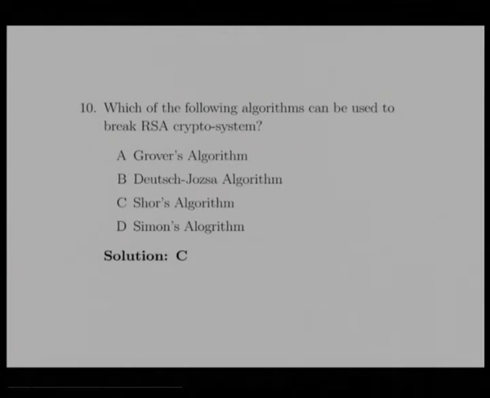Problem 10. Which of the following algorithms can be used to break the RSA crypto system? We know that the RSA crypto system is based on the observation that a large number is difficult to factorize, but we have a quantum algorithm which can factorize any large number in a short span, which is Shor's algorithm. So, we can use quantum Shor's algorithm to break the RSA crypto system.